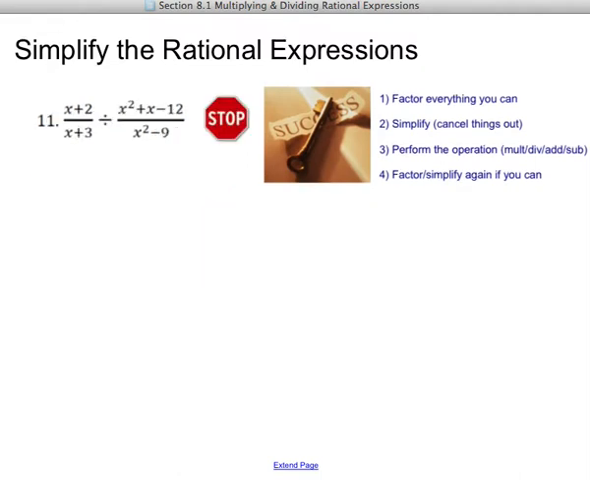Okay. Example 11, once again, got to be careful. It is division, so we need to multiply by the reciprocal. So I'm going to rewrite the left-hand side.